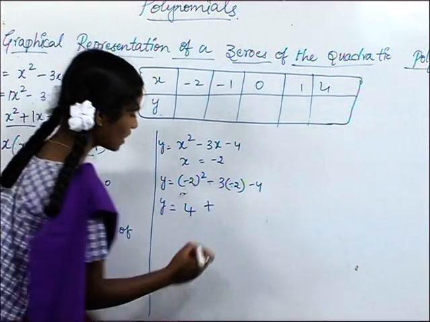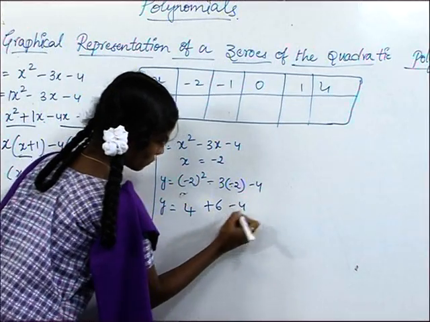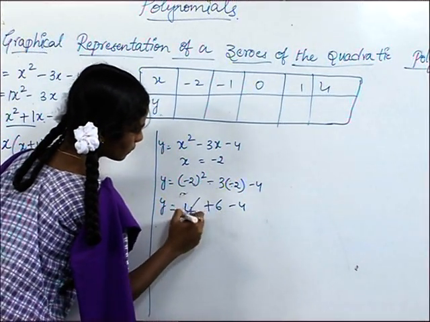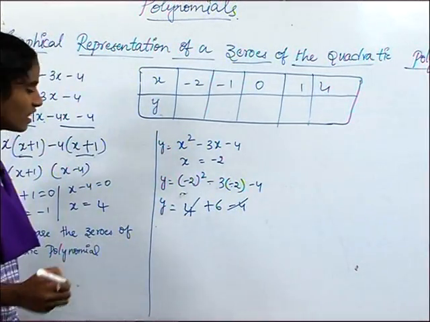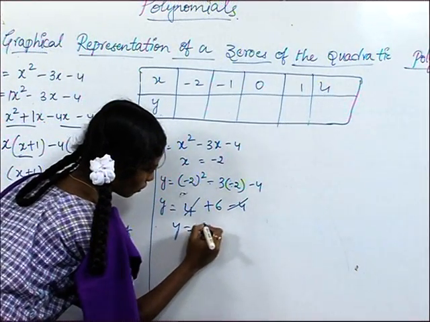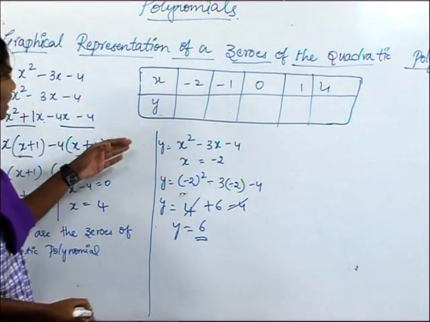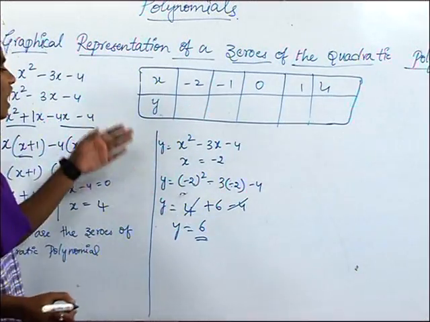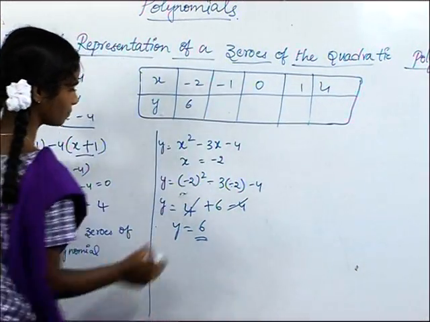So 3 2s are 6, and minus 4. Here friends, plus 4 and minus 4 will be cancelled. The remaining is y equals plus 6. So here x value is minus 2 and y value is 6.